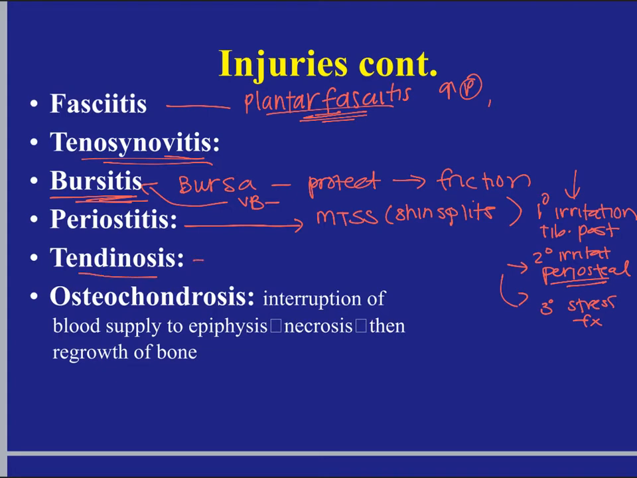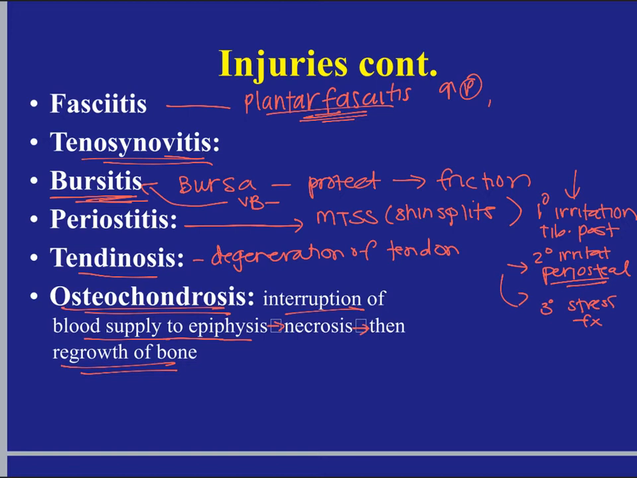Talked about tendinosis, which is degradation or degeneration of a tendon. Most often we see that in the patellar tendon or the Achilles tendon in the foot and the ankle. We have osteochondritis, which I've kind of talked about a little bit, right? But it's this idea that you have an interruption in the blood supply to the epiphysis, and then that leads to a dying off of the bone, with the hope that hopefully we'll regrow new bone.